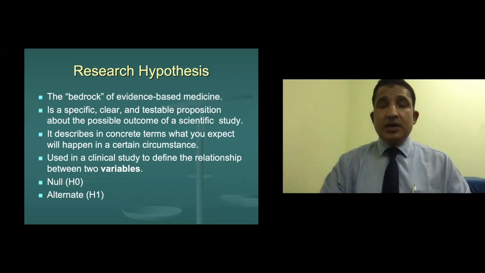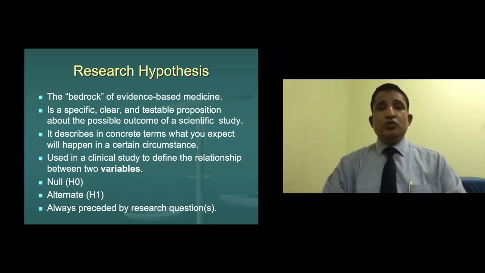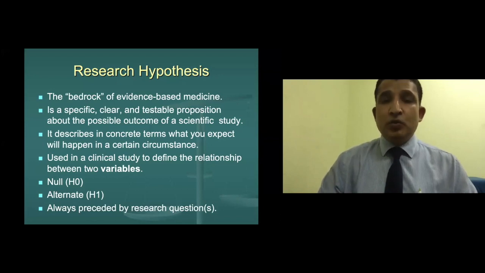And the alternate hypothesis, written as H1 in brackets, will be the hypothesis the researchers want to prove, but they will not write it initially. And all research hypotheses should always be preceded by a research question. This is actually the beginning of any research. You should have a research question in mind, then you formulate a research hypothesis, and then you go into collecting data.